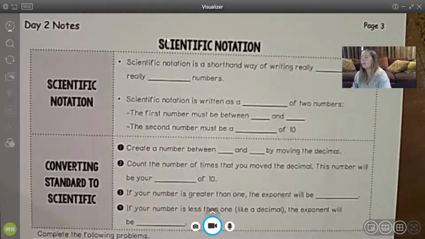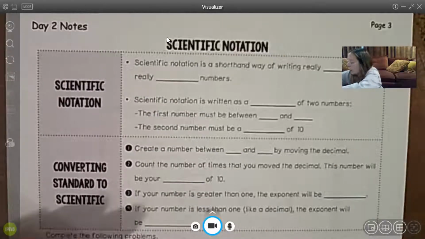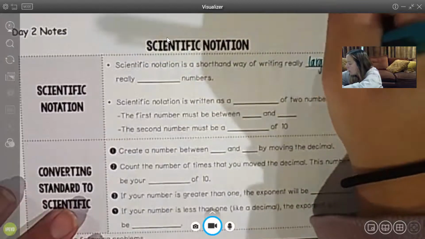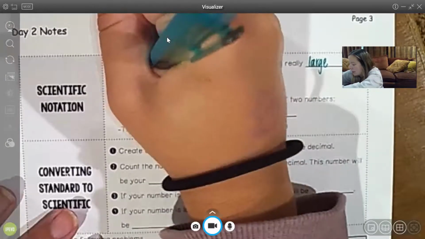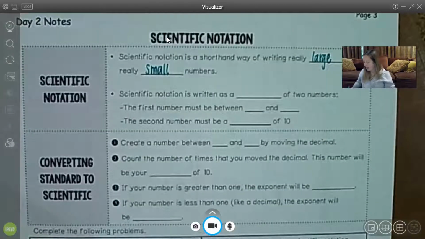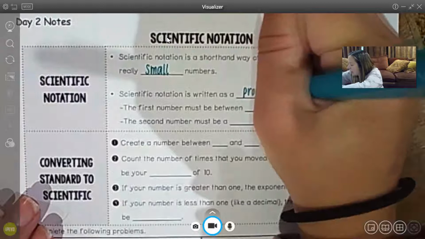Okay. We are going to talk about what scientific notation means. Okay. Scientific notation is a shorthand way of writing really large or really small numbers. We're going to look at what that looks like, but really large or really long or really small numbers. Okay. Scientific notation is written as a product of 2 numbers.